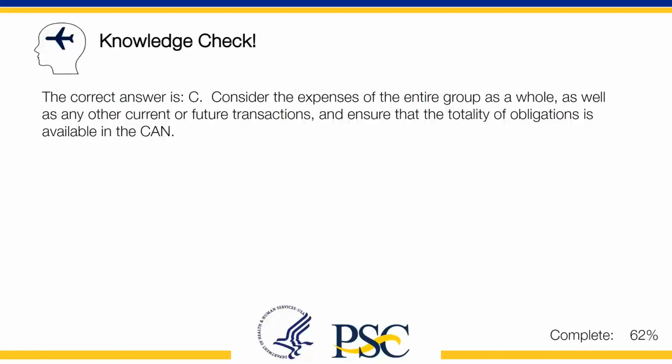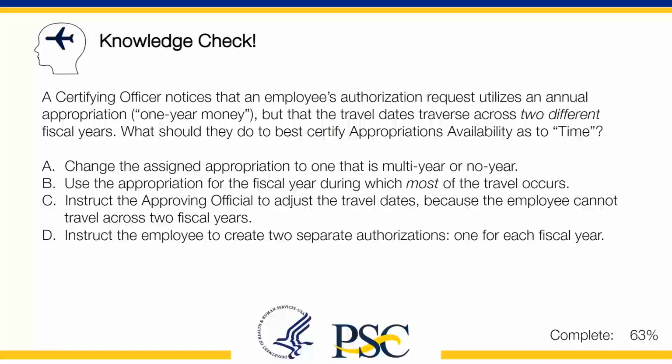The answer is C. Consider the expenses of the entire group as a whole, as well as any other current or future transactions, and ensure that the totality of obligations is available in the CAN. A certifying officer notices that an employee's authorization request utilizes an annual appropriation, 1 year money, but that the travel dates traverse across 2 different fiscal years. What should they do to best certify appropriations availability as to time?